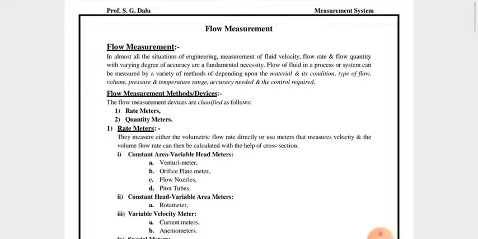In the first unit, we have studied the introduction to the measurement system. In that, we have studied the generalized measurement system, input output configuration, what is measurement, what is measurand. Then we have studied the different terms related to the generalized measurement system. Okay, applications of the measurement system. Then in the second unit we have studied two types of characteristics, that is static characteristics and dynamic characteristics of the measuring instrument.